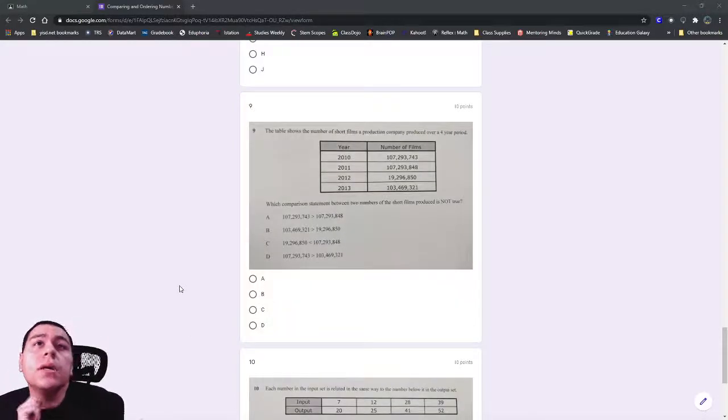Problem 9. The table shows the number of short films a production company produced over a 4-year period. So we have the years, how many movies? Which comparison statement between the two numbers of the short films produced is not true?